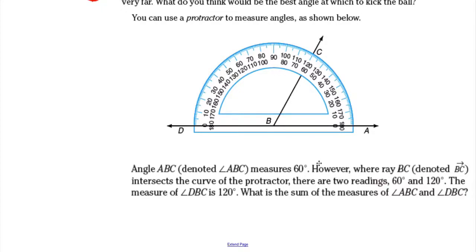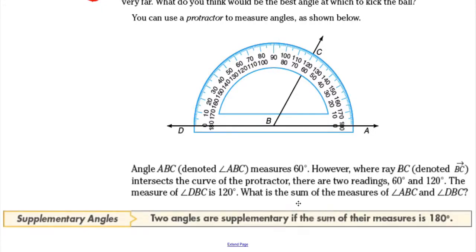What do you notice about angle DBC and angle ABC? The sum of the measures of their angles is equal to 180. 120 plus 60 will give you 180, which brings us to supplementary angles. Two angles are supplementary if the sum of their measures is 180 degrees. Let's take a look at example number 1, see how this works.